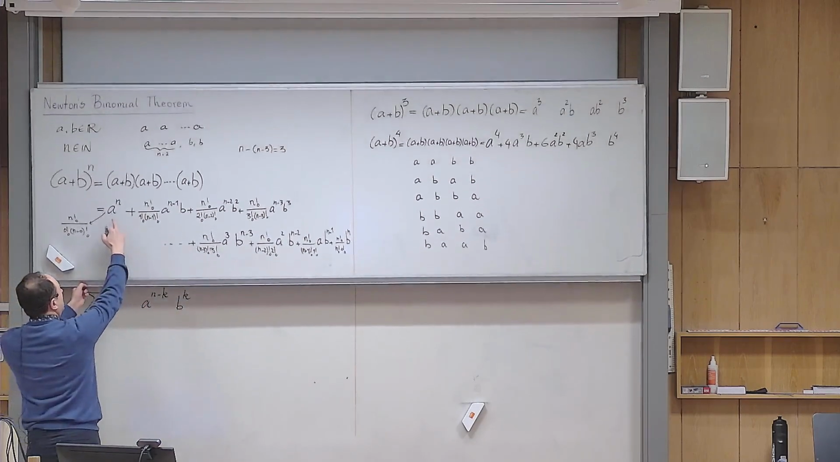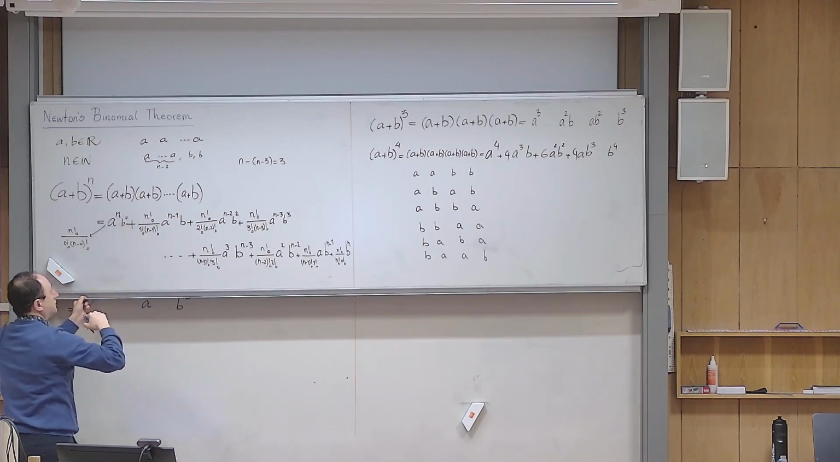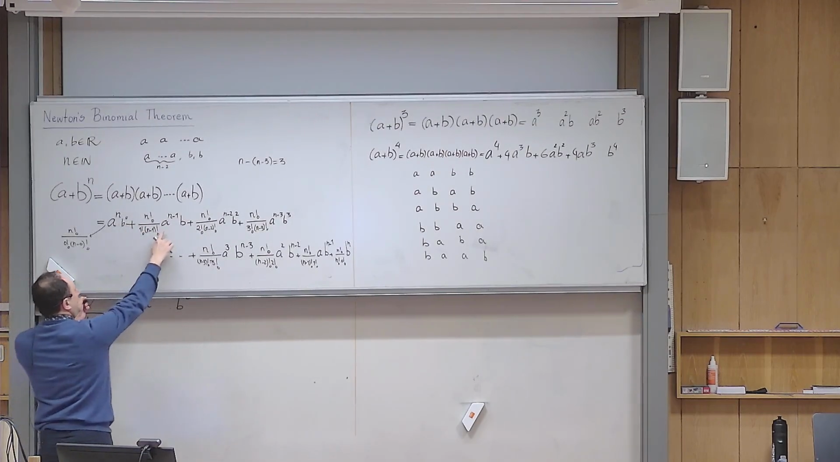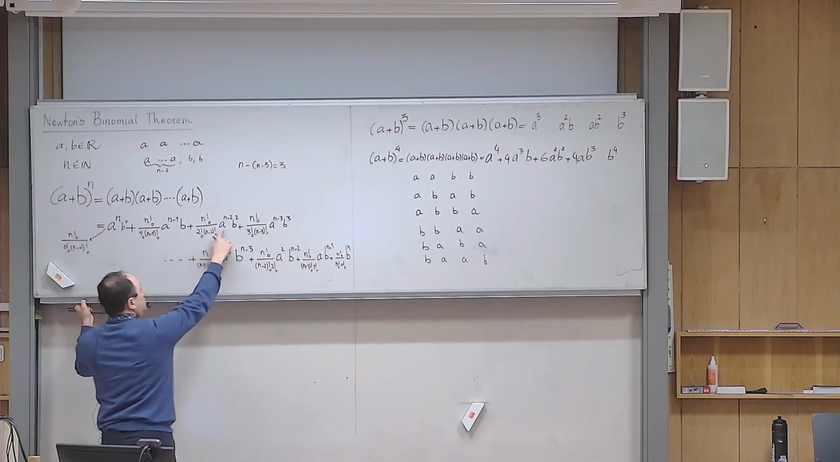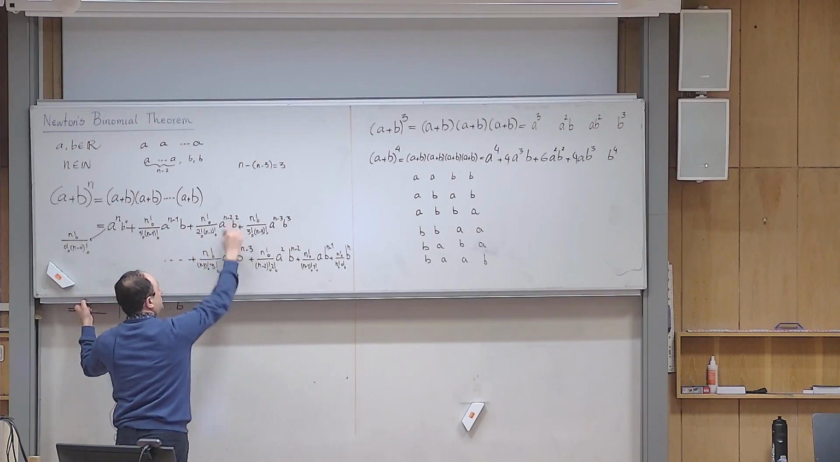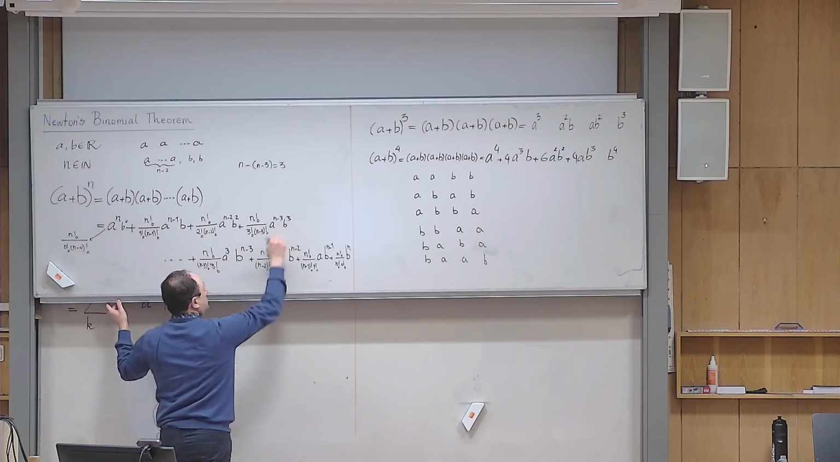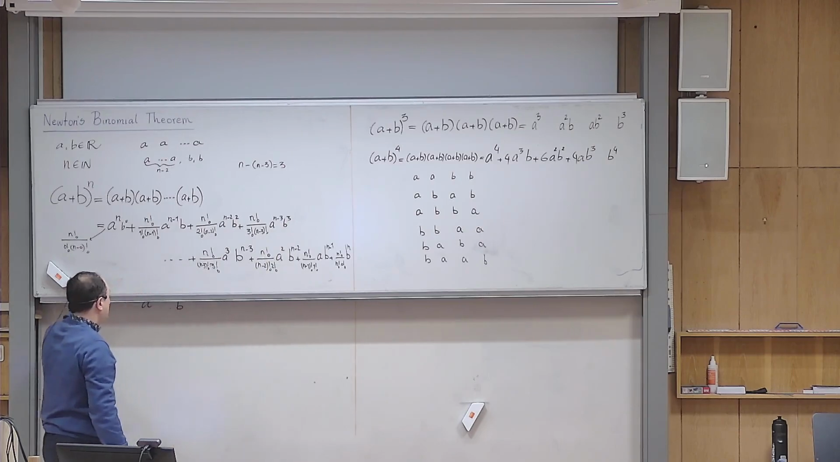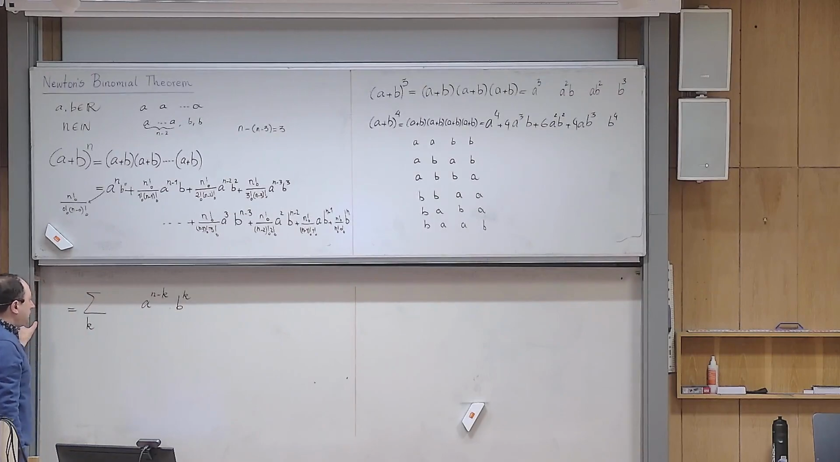So here a^n is actually a^n b^0, which we didn't write. And then this is a^(n-1) b to the power of 1. This is a^(n-2) b to the power of 2. And then a to the power of n minus 3 b to the power of 3, and etc. So I hope that you agree with me that this is one way to write this sum. But k starts from where to where?